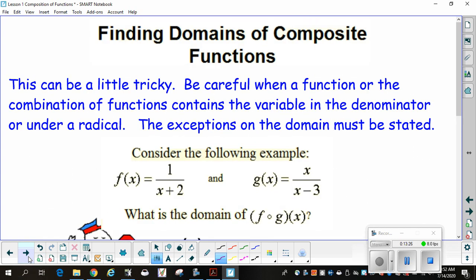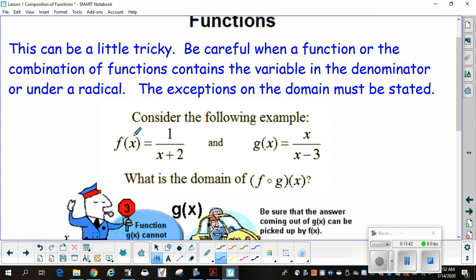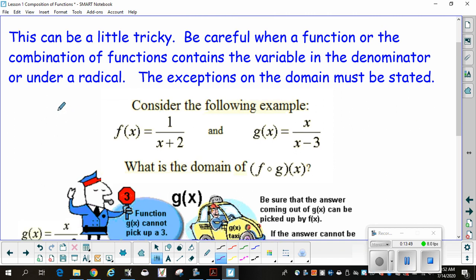Now, finding domains of composite functions can be a little tricky. You've got to be careful when a function or the combination of functions contains the variable in the denominator or under a radical. The exceptions on the domain must be stated. So consider these two following. f of x is 1 over x plus 2, and g of x is x over x minus 3. Now, for f of x, x cannot equal negative 2. Easy peasy. g of x, x cannot equal 3.